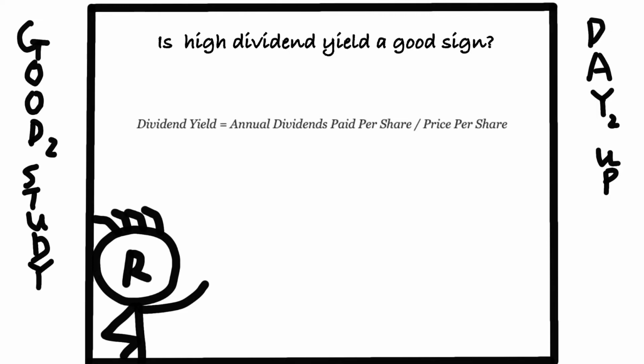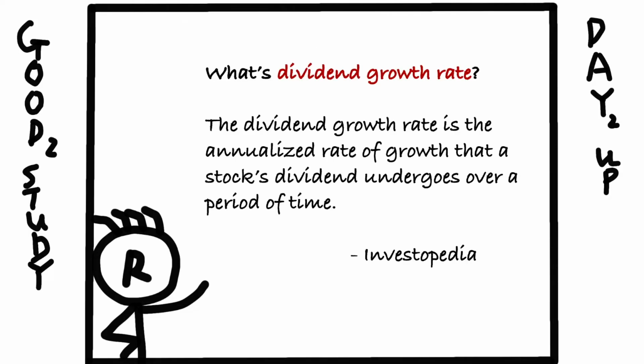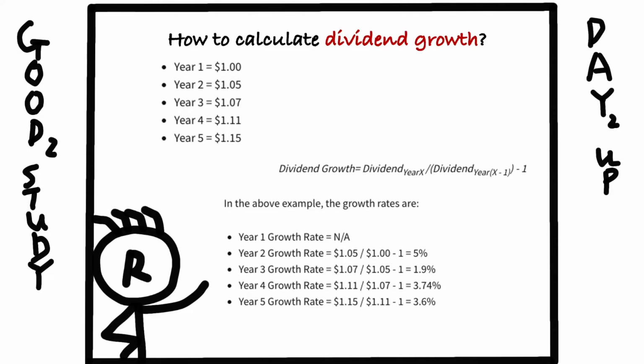So now let's introduce another important concept that I think every dividend investor should incorporate into their strategy. That is the dividend growth. What's dividend growth rate? The dividend growth rate is the annualized rate of growth that a stock's dividend undergoes over a period of time. How do you calculate it? It's simple. You basically just take this year's dividend, divide by last year's dividend, and minus 1. Then you'll get the dividend growth rate.